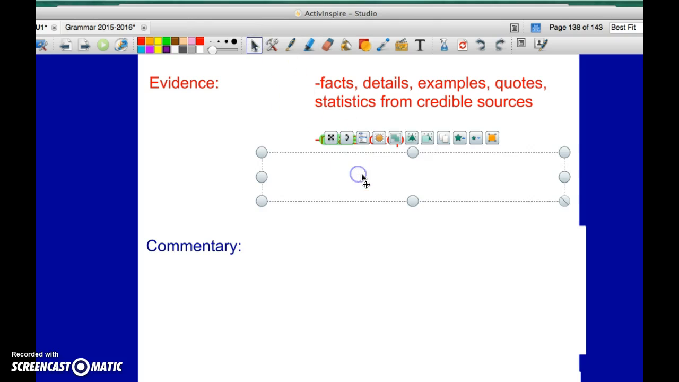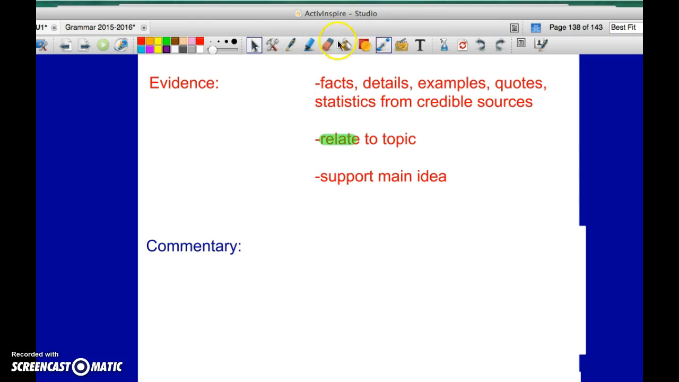And last, we also want evidence that supports our main idea. So these two are very, very connected. The evidence has to relate to our topic and it also has to support the point we're trying to make. So we've worked on that a little bit. We'll continue to work on that as we practice evidence and commentary together, which are kind of like peanut butter and jelly. They go together.